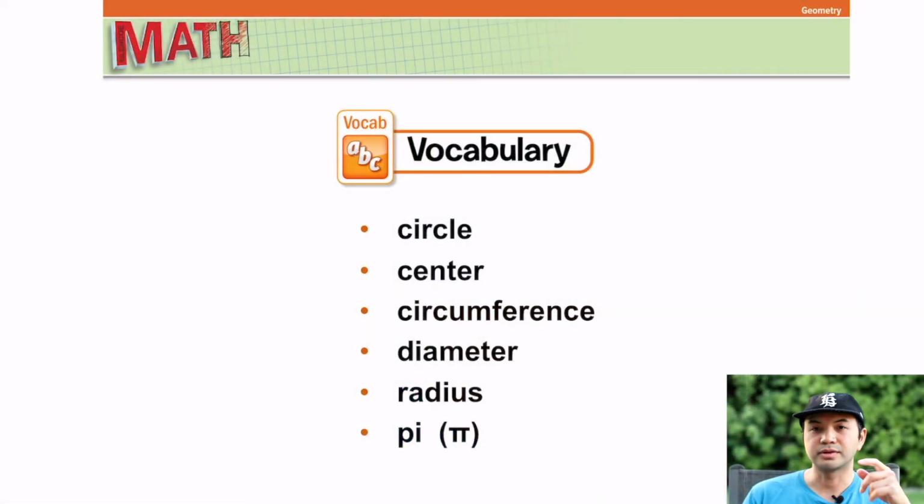We're going to start off with circles and circumference. So it seems like it's just one thing, but we're going to go over the parts of a circle, what makes up a circle, and solving for the diameter, the radius, and the circumference. Okay, first of all, let's look over some of the vocabulary we're going to learn today: circle, center, circumference, diameter, radius, and then finally we're going to find out what pi actually is.